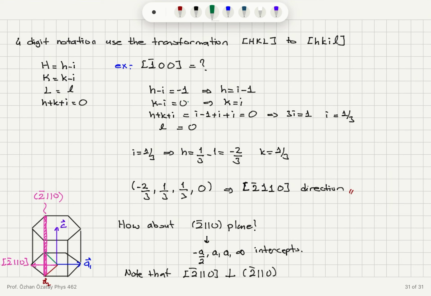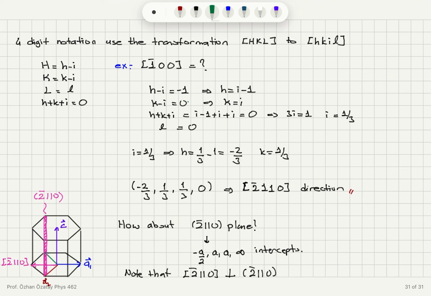Well, H minus I is minus 1, so H is I minus 1. K minus I is 0, so K is I. H plus K plus I is 0. So I minus 1 plus I is 0, so I is 1 over 3, and L is 0. So I is 1 over 3, H is I minus 1, which is minus 2 over 3, K is I, which is 1 over 3, and L is 0.